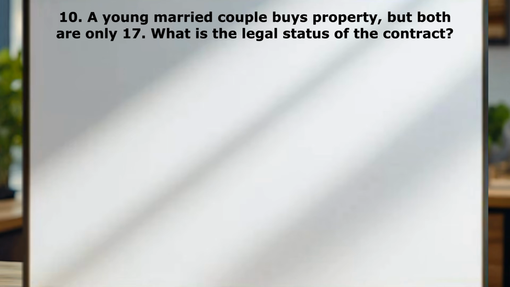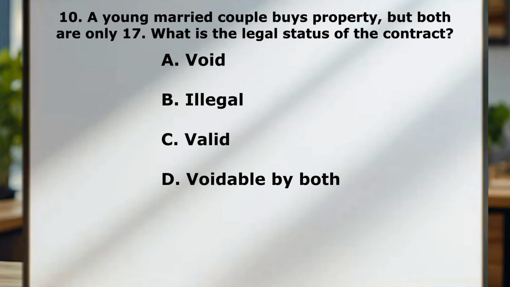Question number 10, a young married couple buys property, but both are only 17. Holy smokes. Congratulations, you guys. Great work. What is the legal status of the contract? A, void. B, illegal. C, valid. D, voidable by both. Correct answer here is C.